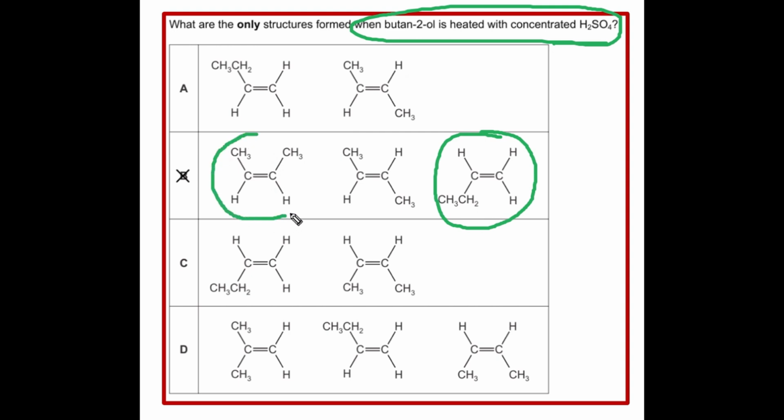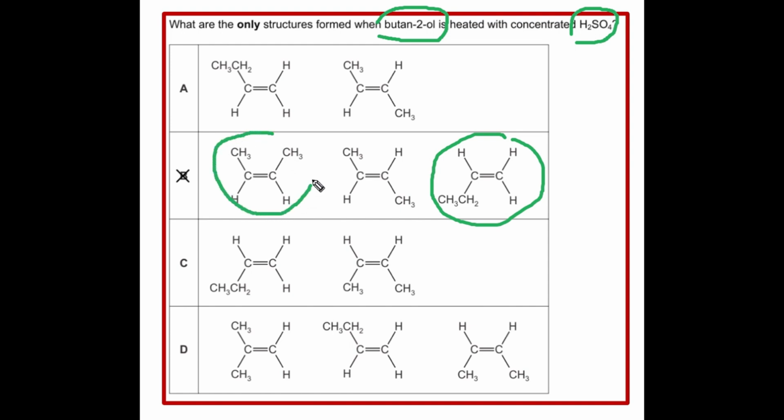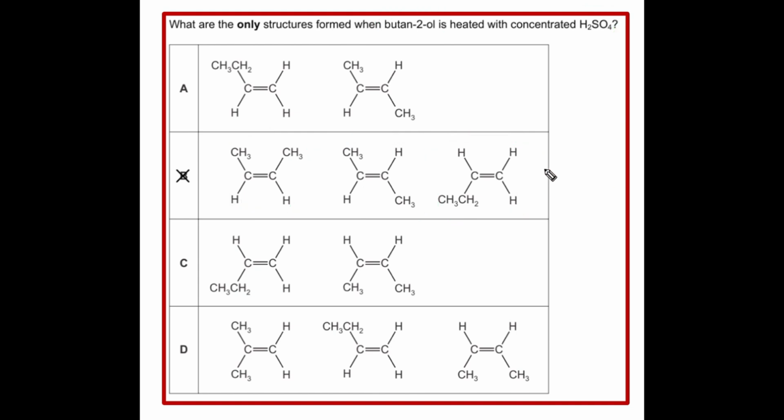This is cis-butene and this is trans-butene. So if butanol is heated with concentrated sulfuric acid, a dehydration reaction occurs and there are three possible products. One is 1-butene, the other is 2-butene, but 2-butene has two isomers. One is cis-butene, the other is trans-butene. So there are three products.